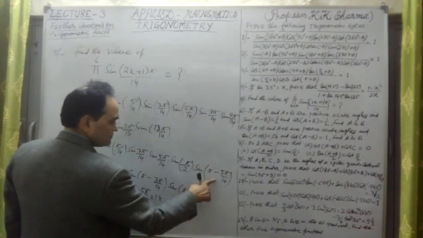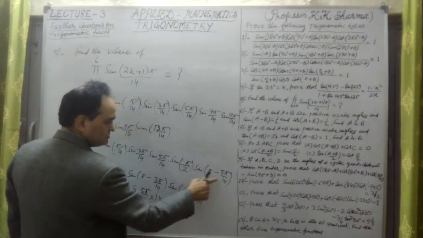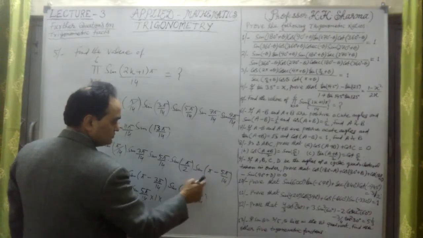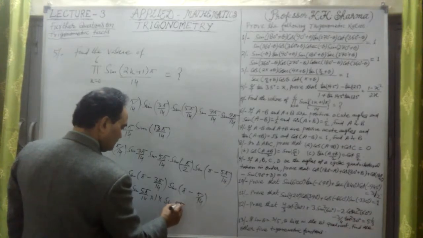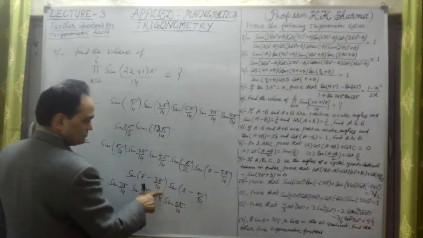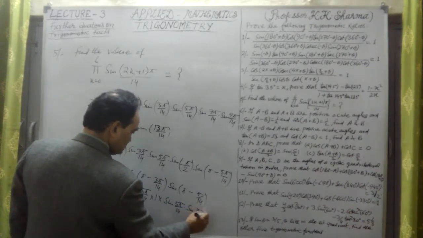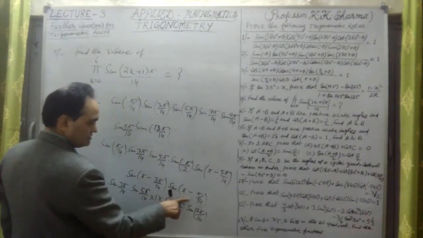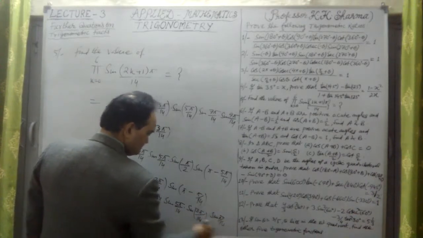Sine of pi minus theta is sine theta. Pi minus theta is the second quadrant, which means it is positive. So it is sine 5 pi by 14. Again, this will be sine 3 pi by 14. Pi minus theta is sine theta, again it is sine pi by 14.